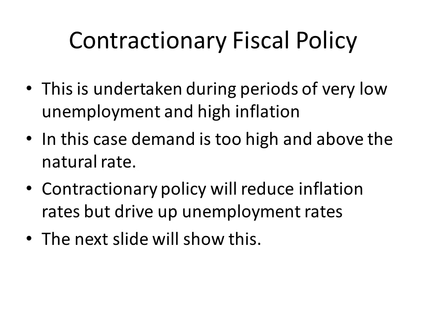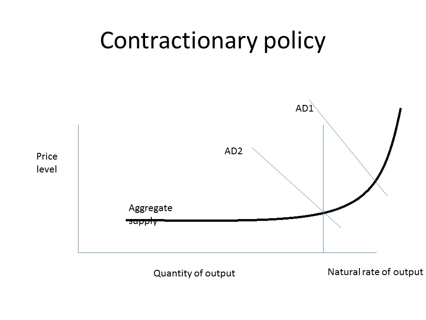What about contractionary fiscal policy? This is undertaken during periods of very low unemployment and high inflation. In this case, demand is too high and above the natural rate. Remember, we had sort of the twin evils. High unemployment is one evil, high inflation is another. Contractionary policy would reduce inflation rates and drive up unemployment rates, but it's only going to drive them to the natural rate. In other words, not the one that's going to stabilize inflation. The next slide will show this.